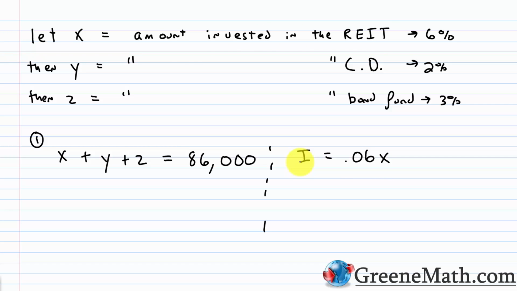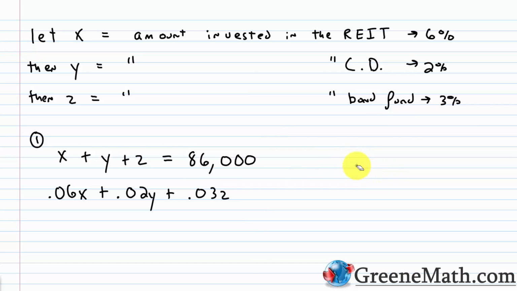What I know for the 3,900 is this guy, the REIT, plus the CD, plus the bond fund. So my equation would be 0.06x plus, the CD pays 2%, so 0.02y plus, the bond fund pays 3%, so 0.03z. This would be equal to 3,900.